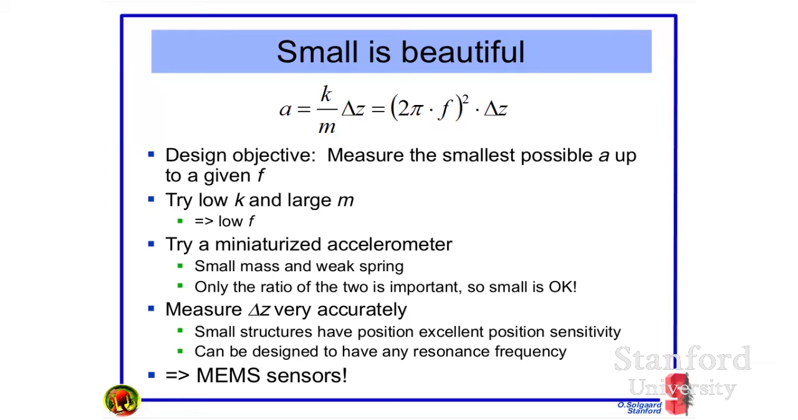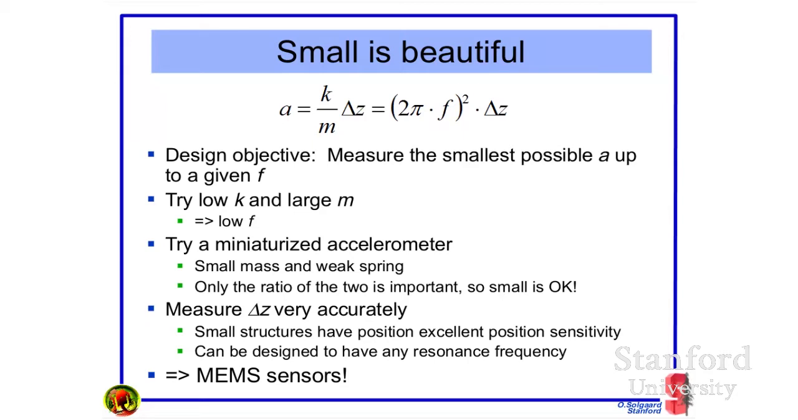So what it really comes down to is to measure this displacement delta C very accurately. I asked you to just eyeball it. That's not going to be good enough. Using capacitors, we can measure that very, very accurately, but the key there is to make them small. So we want small structures because they have excellent position sensitivity. And you can design them to have any resonance frequency you want, because it's the ratio of two different quantities, the spring constant and the mass, that matters.